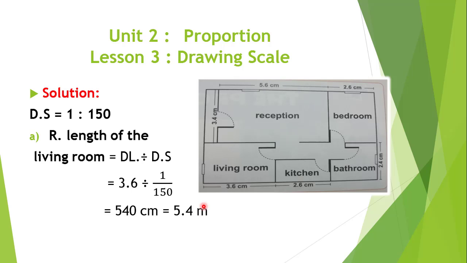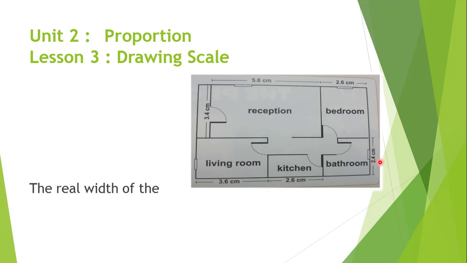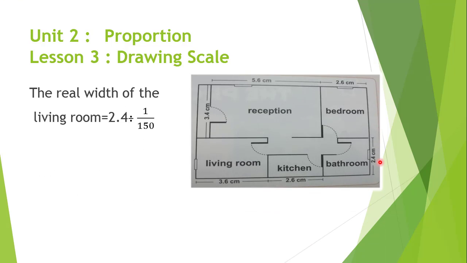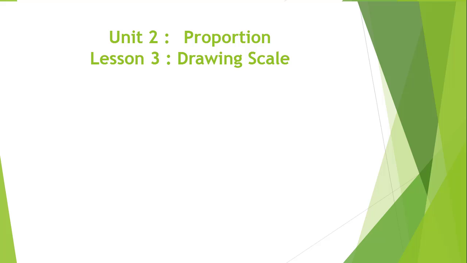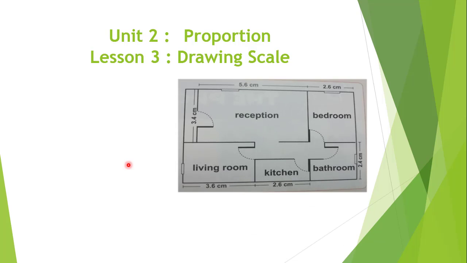This is number 1. Okay, I want now to get the real width. Where is the width? Look at here, the living room, the width is the same as here, 2.4 centimeters. So by the same way, I'll calculate the real width. 2.4 divided by 1 over 150. So the real width is 360 centimeters. It means 3.6 meters. Okay, so this is A, the real dimension of living room.